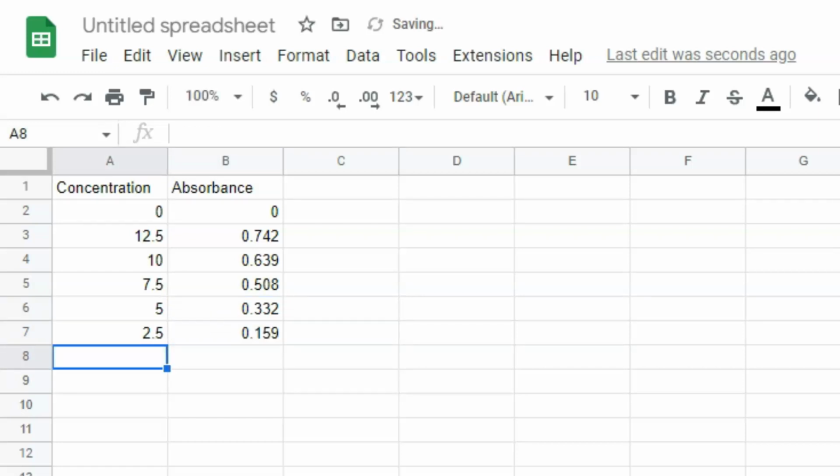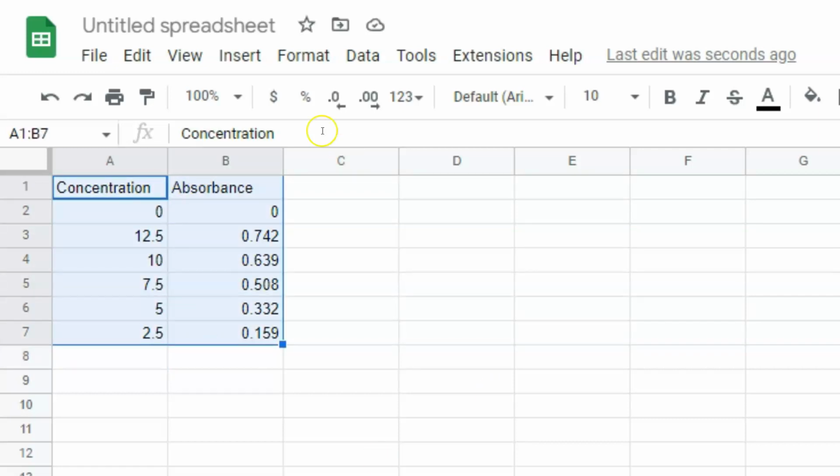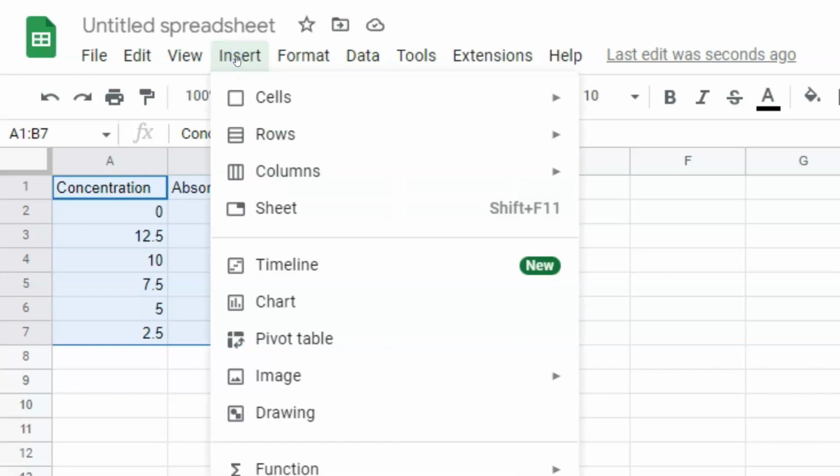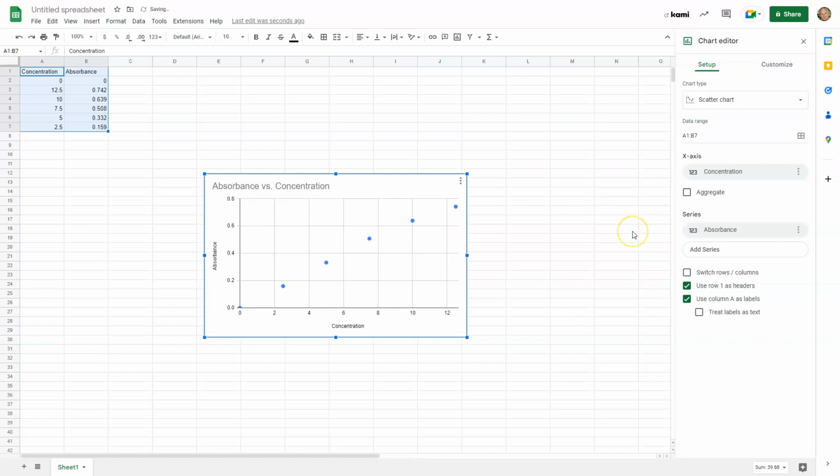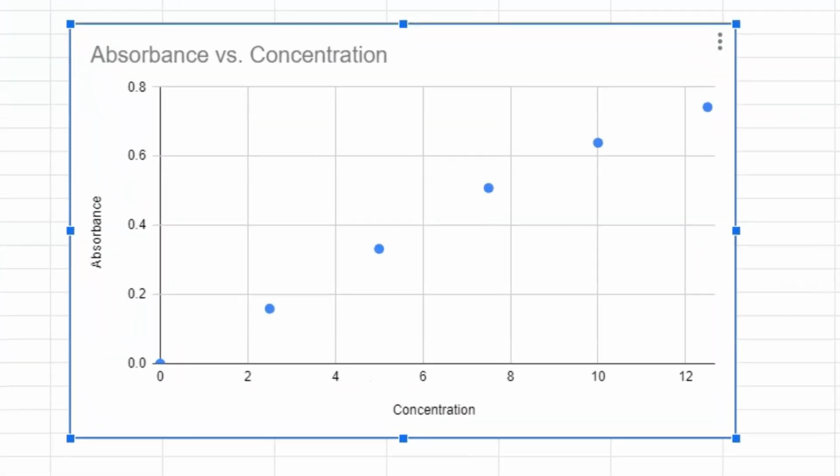So now that I have my data entered, I am going to highlight this, and I'm going to go to Insert, Chart, and there's all of my data plotted. So you should have absorbance on the y-axis, and you should have concentration on the x-axis.